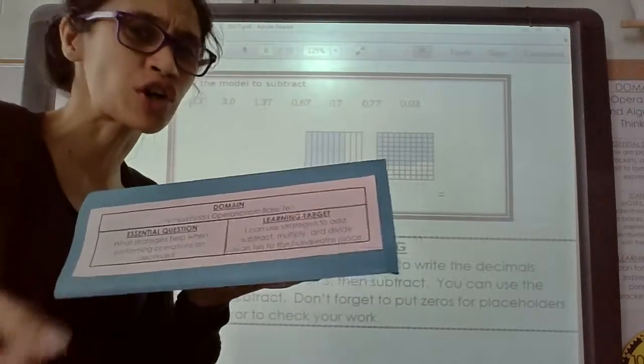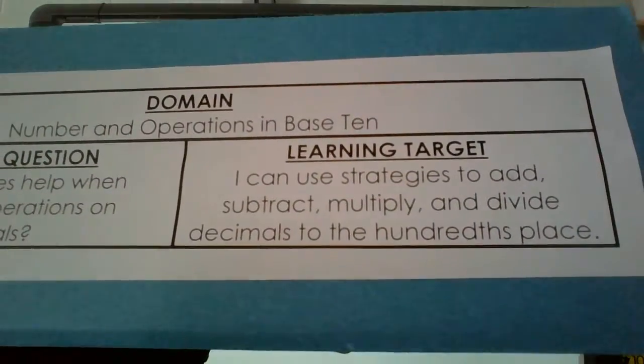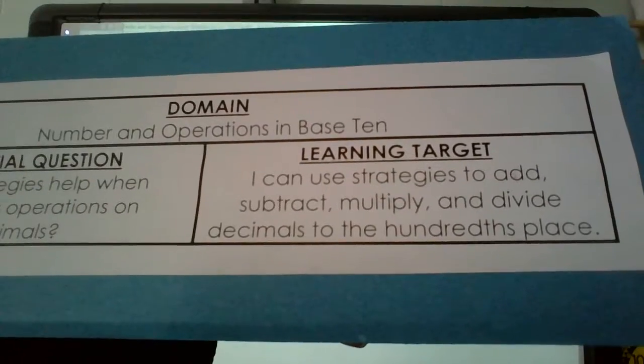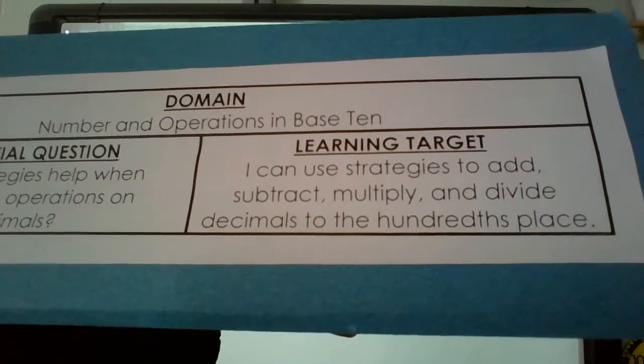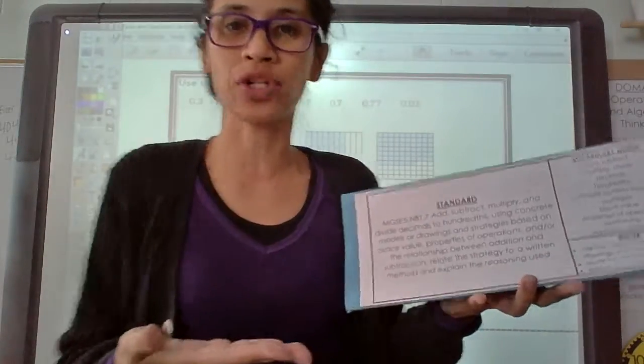Be prepared, have your journal and your pencil. Read that with me. It says, I can use strategies to add, subtract, multiply, and divide decimals to the hundreds place. All right, and what standard are we working on? Bam, right here on our triangular prism. Read that. Let me step over here.